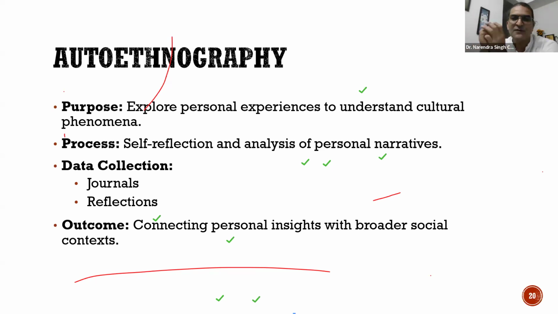It involves self-reflection and analysis of personal narratives. Generally, when you study the autobiography of a particular author, what are they basically talking about? Tell me. My reflections with truth, my experiments with truth. Mahatma Gandhi's autobiography. So what has he talked about? Personal experiences, personal narratives, journals, reflections.